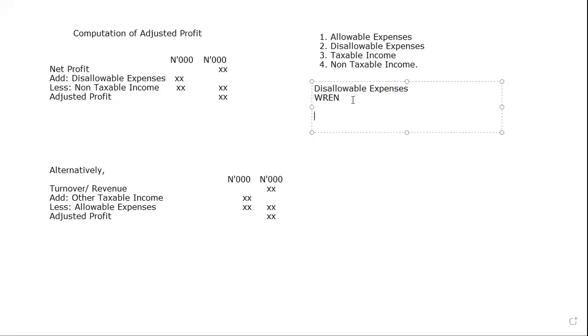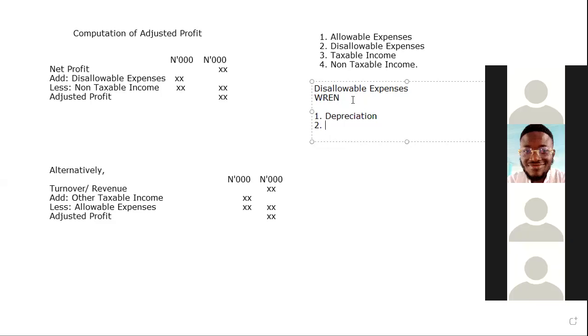So let's look at the types of expenses. The first one, the one we hate most, is depreciation. We hate it. Anything you see depreciation, just remove it immediately. Do you understand? We hate it. The next thing, donations to unapproved bodies, is disallowed.